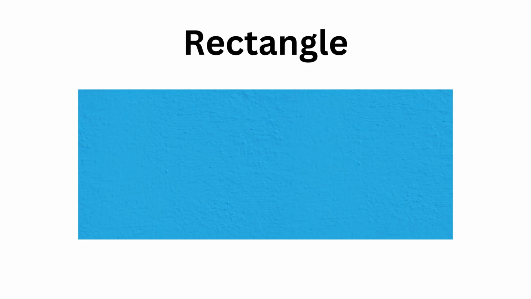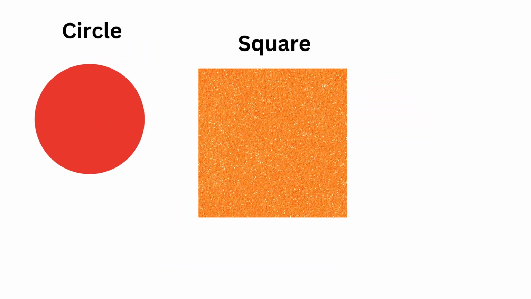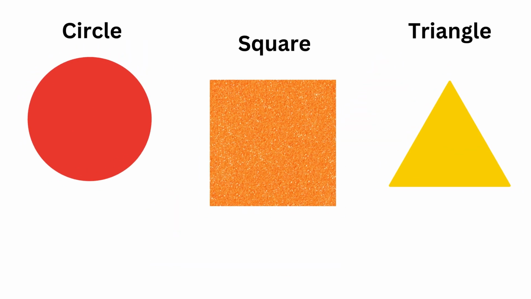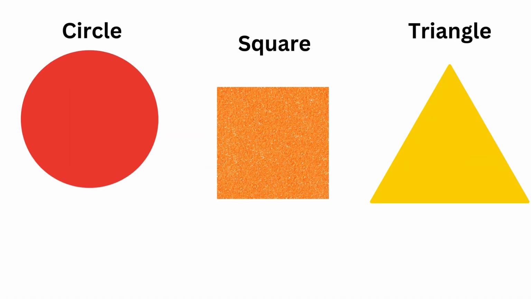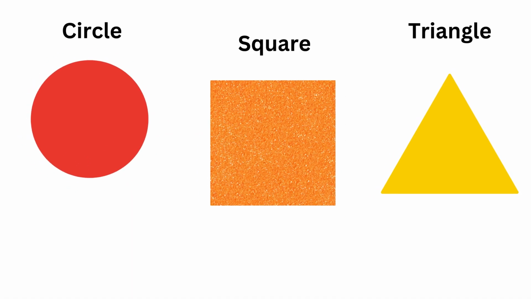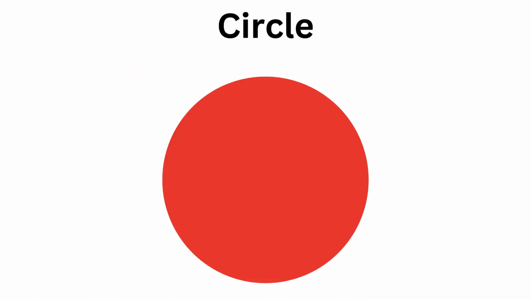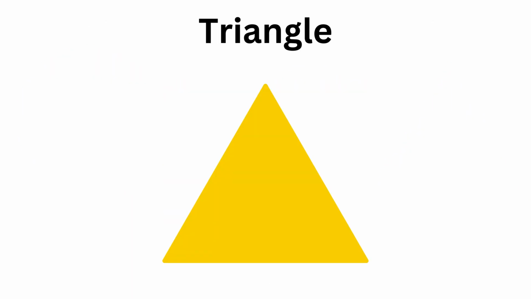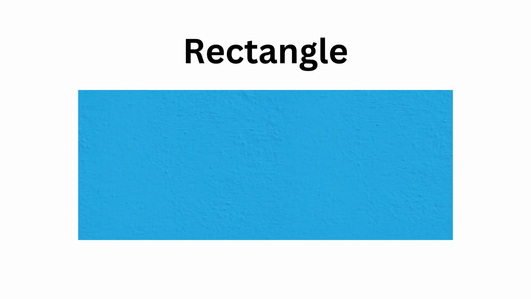Rectangle. Shapes. Shapes here and there, circles, squares, triangles everywhere. Learning shapes is so much fun. Let's name them one by one. Circle, square, triangle, rectangle.